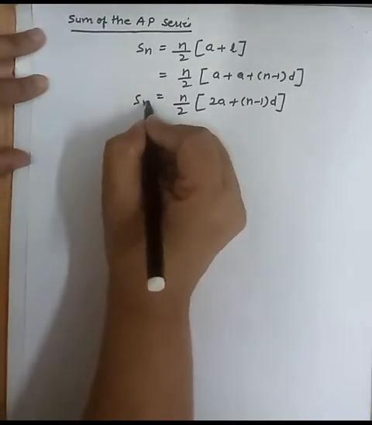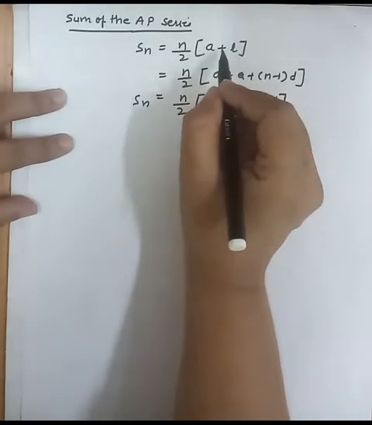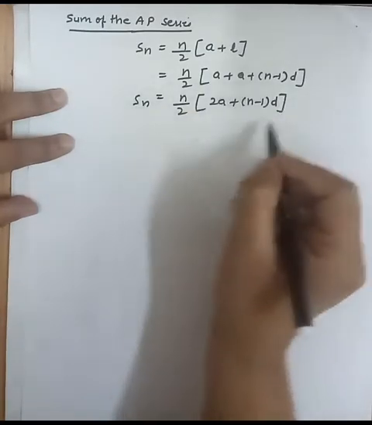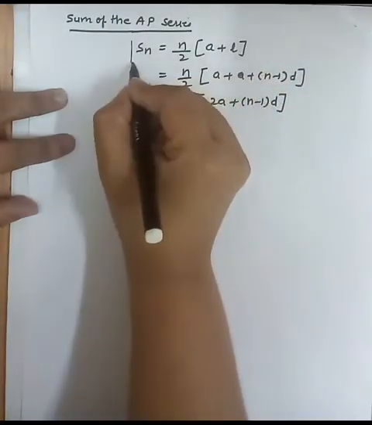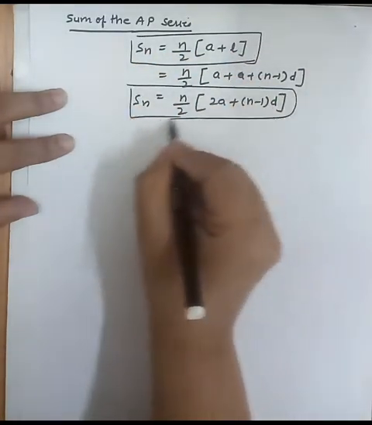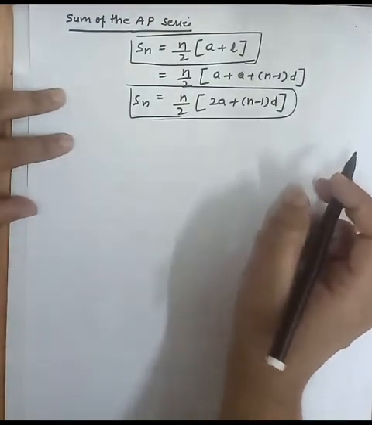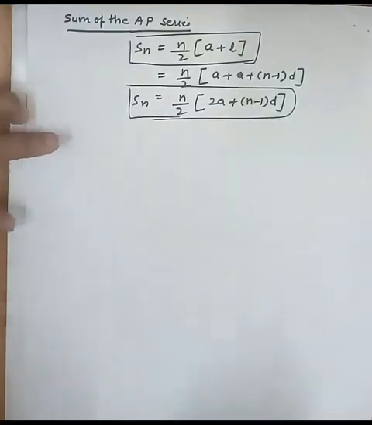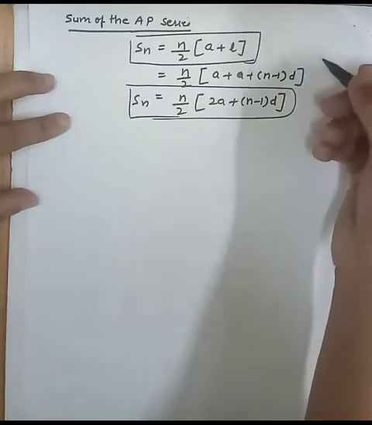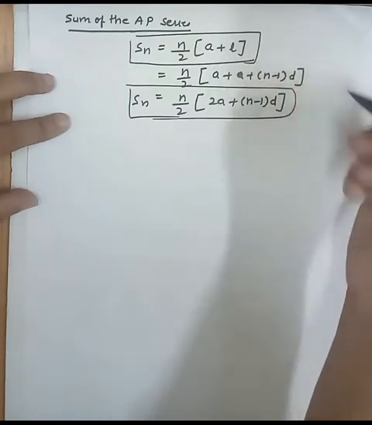So here we have two formulas. The first one uses the first term and last term, and the second one is 2a plus (n minus 1) d in this form. According to the requirement of the question, you apply either of the formulas.